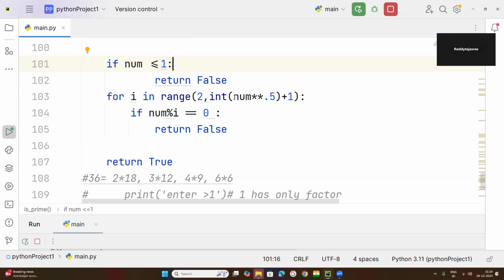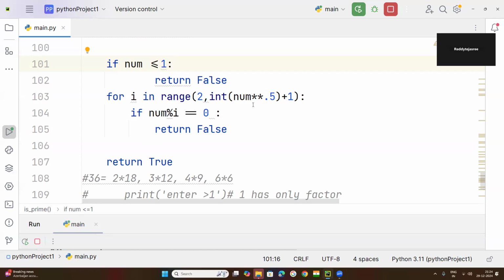Okay, for i in range. You need to understand this very well. Here this is the square root. Number exponentiation 0.5 means half. Suppose any number x to the power, exponentiation means power, 0.5 means half. x to the power half means root x. So it is the square root of num.